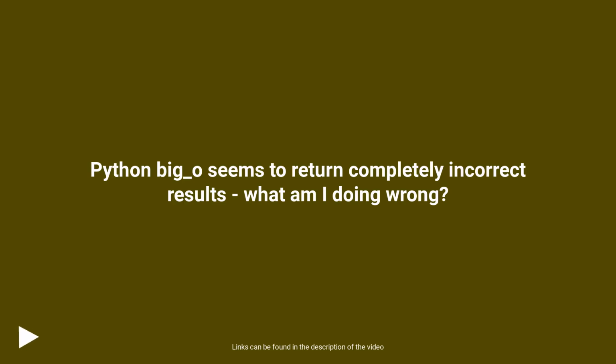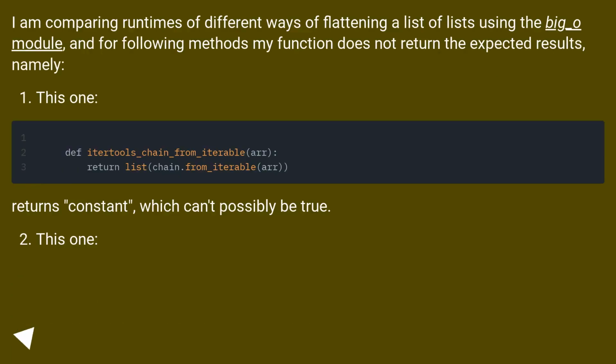Python big_o seems to return completely incorrect results. What am I doing wrong? I am comparing runtimes of different ways of flattening a list of lists using the big_o module, and for the following methods my function does not return the expected results, namely this one.